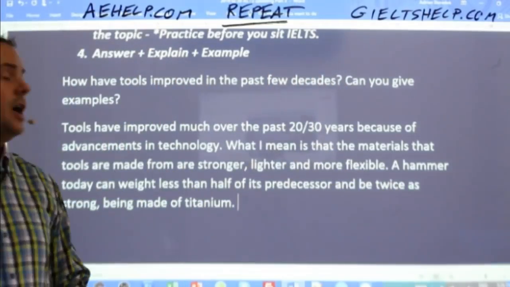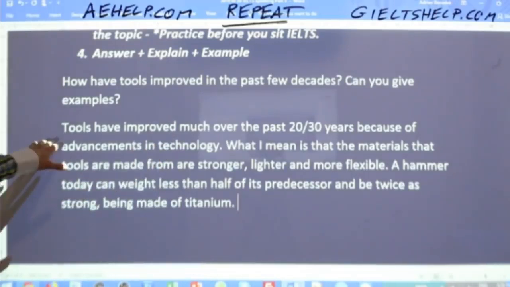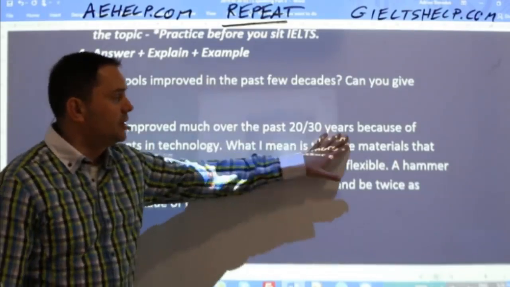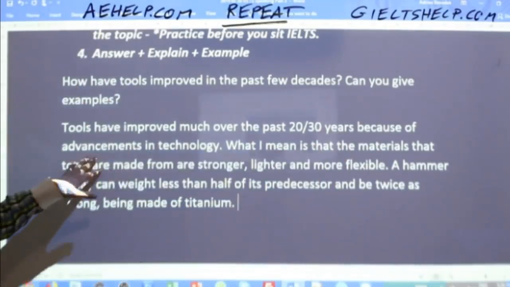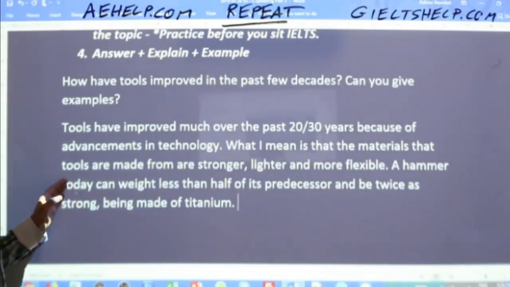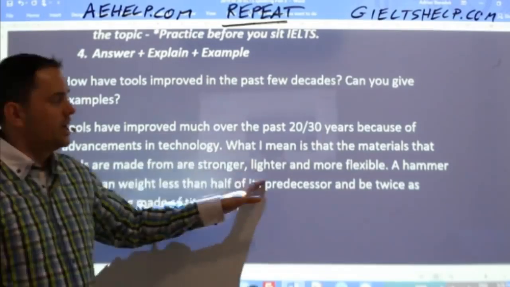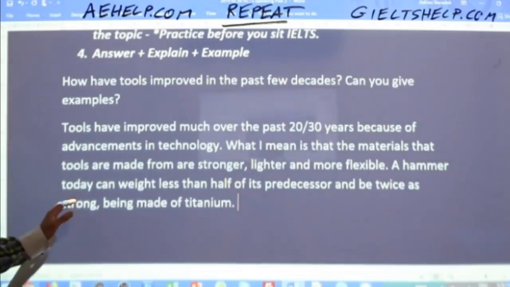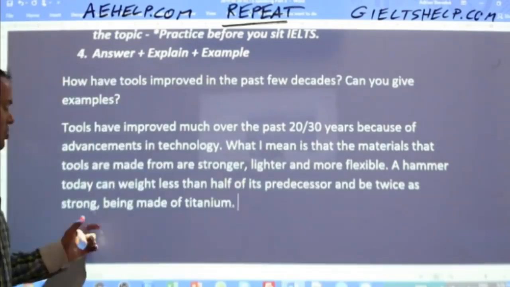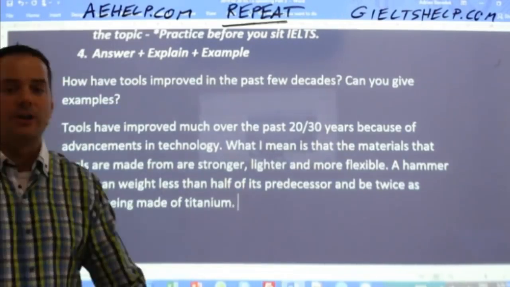All right. Okay, students, so here's my answer. Repeat after me. Tools have improved much over the past 20, 30 years because of advancements in technology. What I mean is that the materials that tools are made from are stronger, lighter, and more flexible. A hammer today can weigh less than half of its predecessor and be twice as strong, being made of titanium.